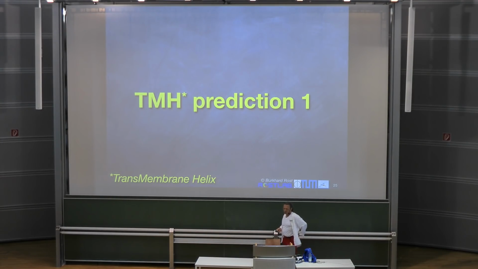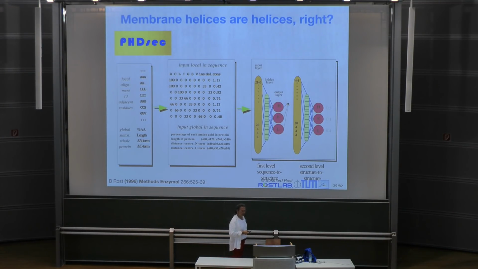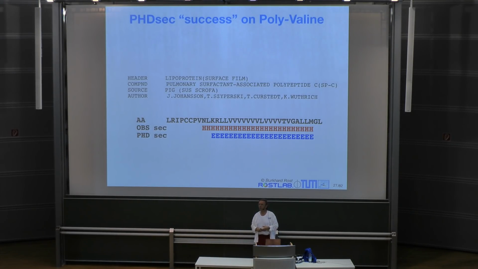Now, we want to predict TMH, transmembrane helices, and the simplest thing would be to use the mechanism that we discussed so far. Something that predicts secondary structure, because membrane helices are helices. So why not just take a sequence, apply the secondary structure prediction methods that we have talked about so far, and see how well it works. And here is what you get. The red is the observed membrane helix. The blue is the completely incorrectly predicted beta strand. So prediction methods tend to fail on membrane proteins.